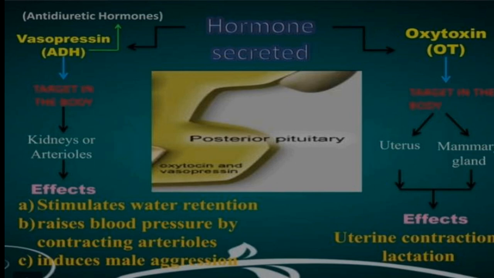First is vasopressin. Two hormones are stored in the posterior pituitary gland: vasopressin and oxytocin. Vasopressin stimulates the kidney and arterioles. Its function is to stimulate water retention and raise blood pressure by contracting the arterioles, and it induces platelet aggregation. Next, oxytocin: its main roles are contraction of the uterus and secretion of milk, with the effect of uterine contraction during the lactation period.